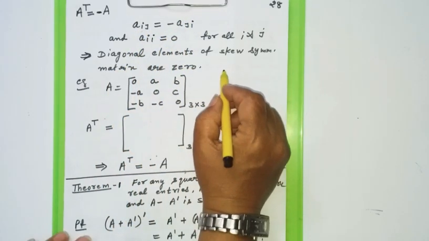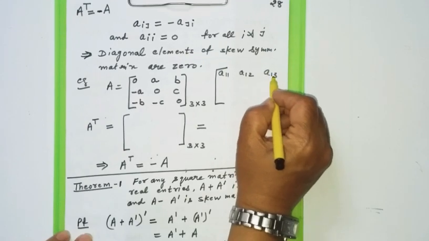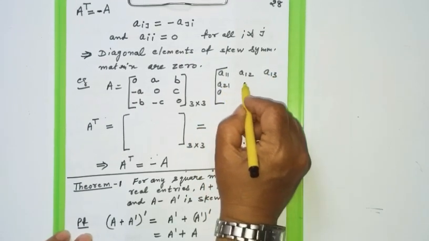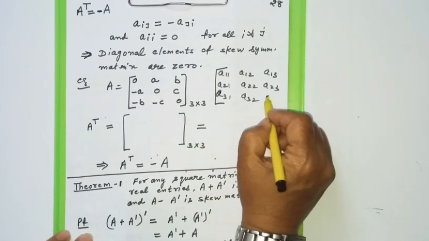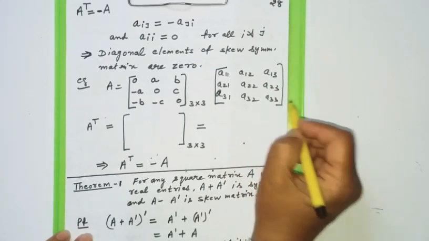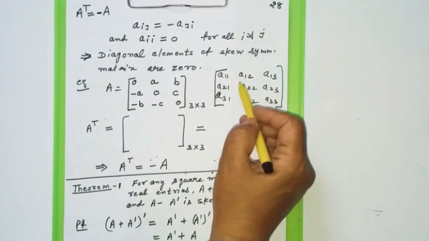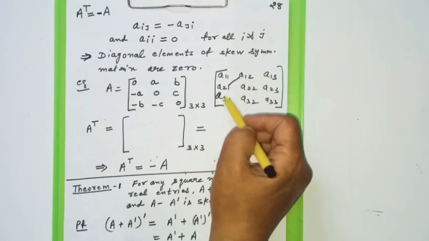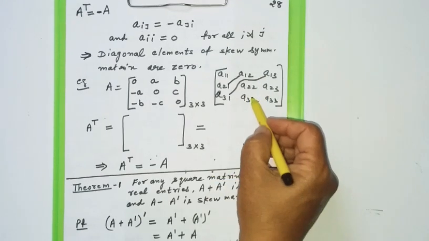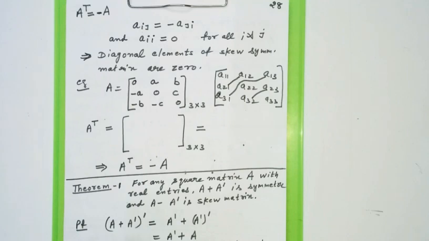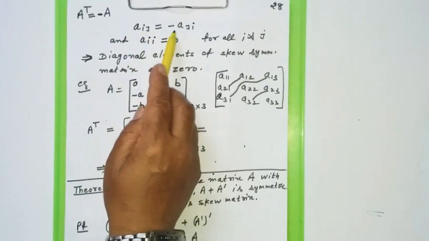So what is Aij, Aji? Let me discuss with you. Consider this matrix A11, A12, A13, A21, A22, A23, A31, A32, A33. What happens in a skew symmetric matrix is that Aij and Aji, means if you interchange the indices, these two elements A12 and A21 will be negative of each other. A31 and A13 will be negative of each other. A32 and A23 will also be negative of each other. This is the meaning of this sentence, that Aij is equal to negative of Aji.